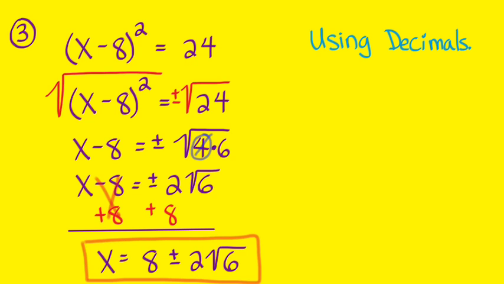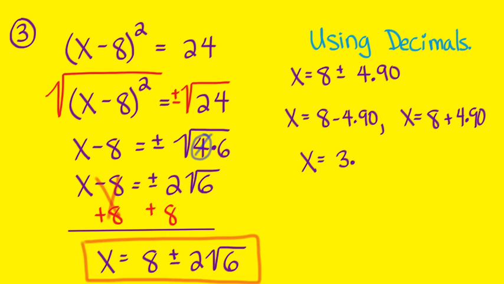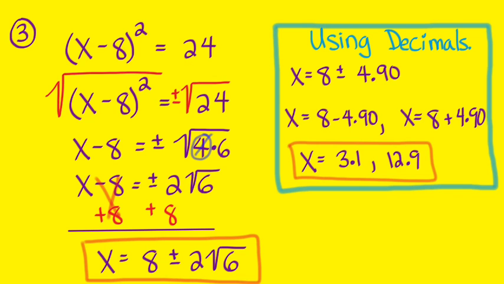Now, if I were going to go ahead and solve it all the way where I wanted an actual value for each x, then I would have to solve for 2 times square root of 6, which is 4.9. And then I have to do plus or minus. So I have 8 minus the 4.9, 8 plus the 4.9, and I would get 3.1 and 12.9.